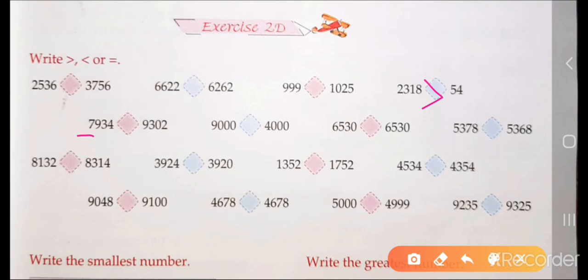This is 7 and this is 9. Okay. So in the thousands place, which one is greater? Obviously 9 is greater than 7. So this whole number will be greater. So put this symbol. Okay.